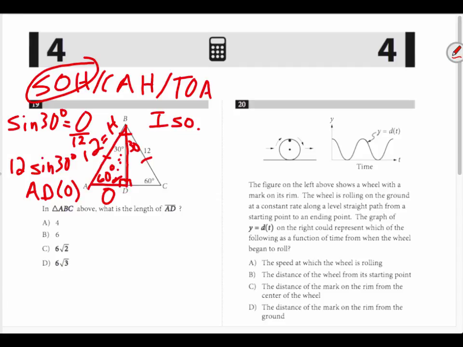On a 30-60, the short side is 1/2 of the long side, right? So remember that on a 30-60 triangle, you don't even need a calculator for this. Remember that if this is 30 degrees, the ratios are 1x, 2x, and then the square root of 3 times whatever x is. So this would be equal to 12, divide both sides by 2, and I get x equals 6. Okay?